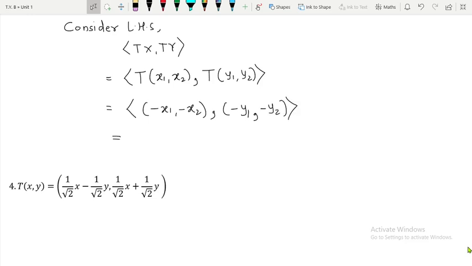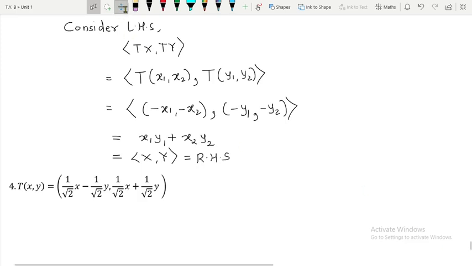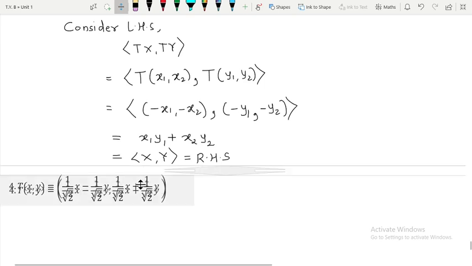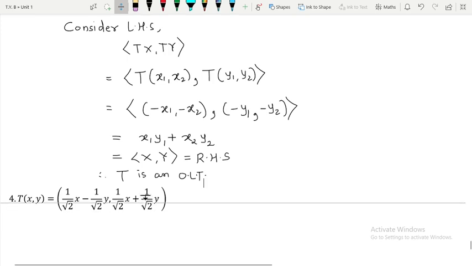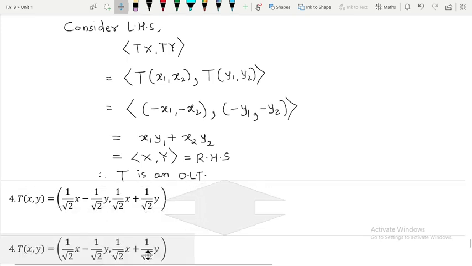Now take the dot product, and this will be minus x1 multiplied by minus y1, which is x1 y1, and minus x2 multiplied by minus y2, which is x2 y2. This is exactly the inner product of x with y, and that is our RHS, right? Therefore T is an orthogonal linear transformation. Okay, so I hope you got it. Similarly you can try the rest of the examples by using the straightforward definition as well.